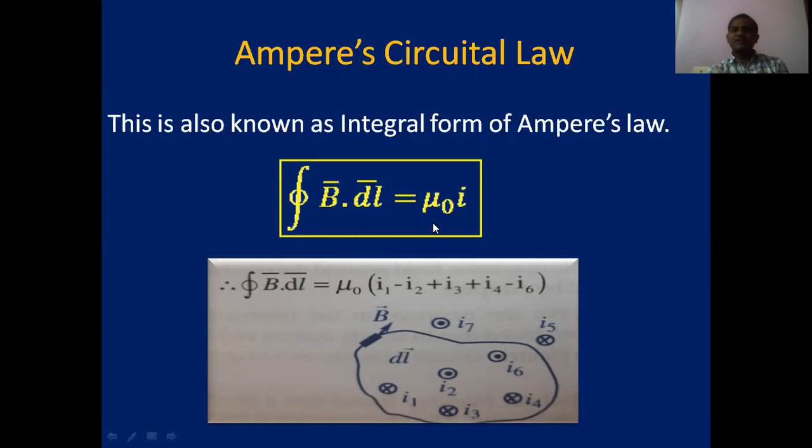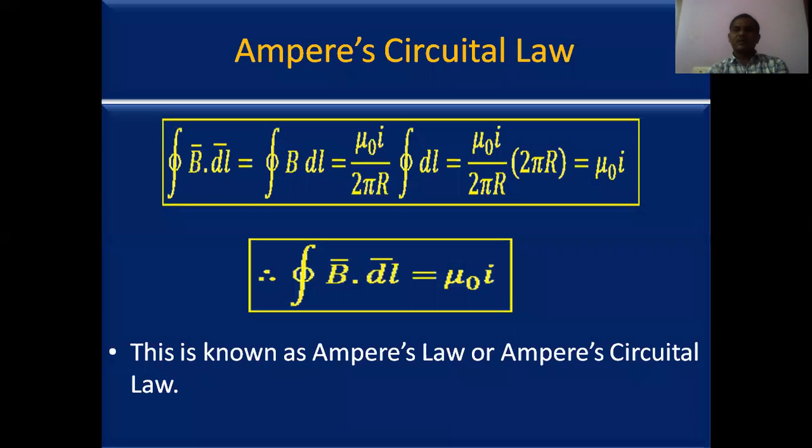So our statement is what? The line integral of magnetic induction field strength along this closed path is equal to mu naught times the net current enclosed by this closed path. So you remember this sign convention when you are calculating the magnetic induction field strength due to the many currents. Right, so this we covered.